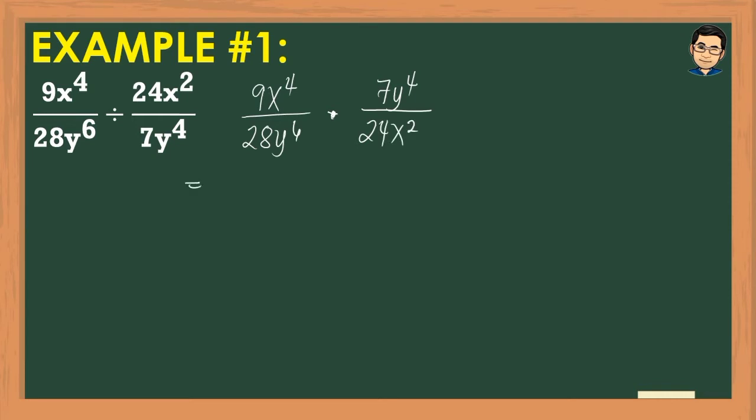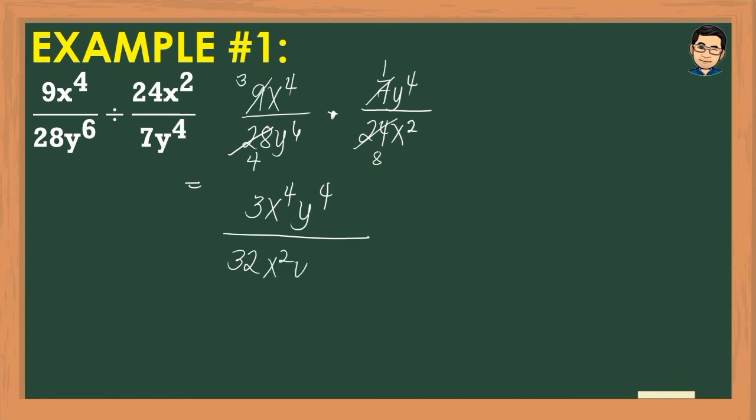So para hindi nga po magulo ang solusyon, yung mga numerical coefficients muna ang ating ika-cancel o ika-cross multiply. 9 tsaka 24, yung greatest common factor is 3. 9 divided by 3, that is 3. 24 divided by 3, that is 8. 7 and 28, yung GCF is 7. 7 divided by 7, that is 1. 28 divided by 7, that is 4. And then, i-rewrite natin yung mga remaining factors. So, 3x to the 4th power, y to the 4th power, all over 4 times 8, that is 32.